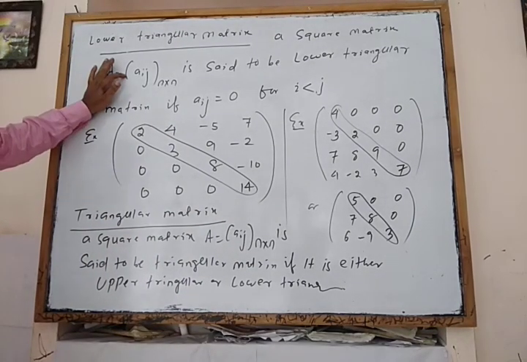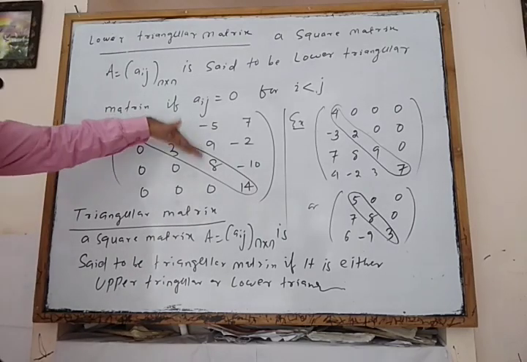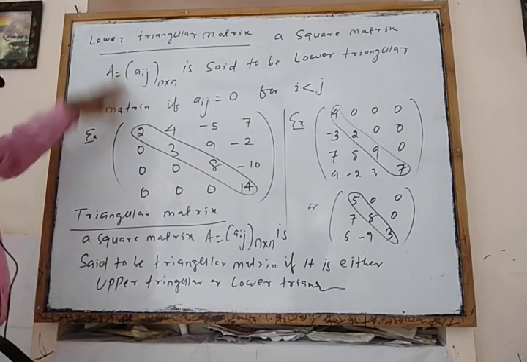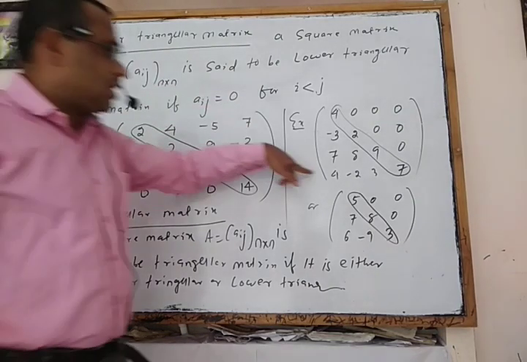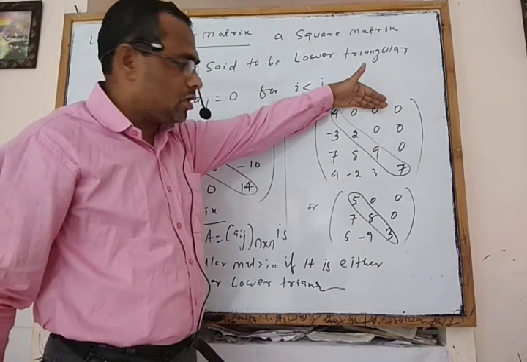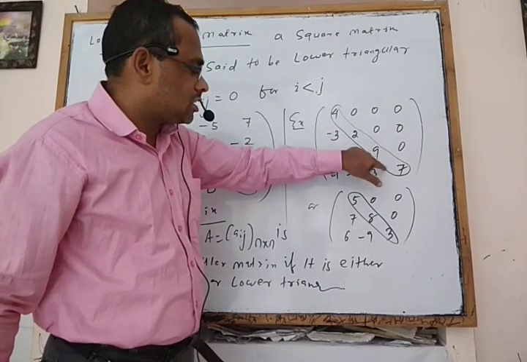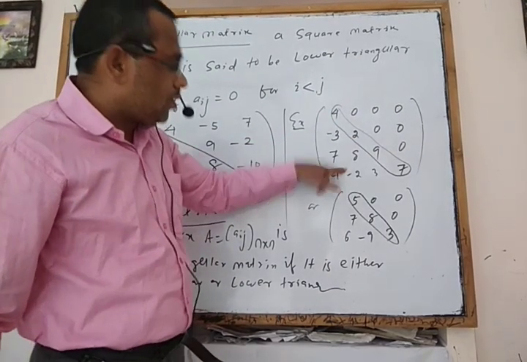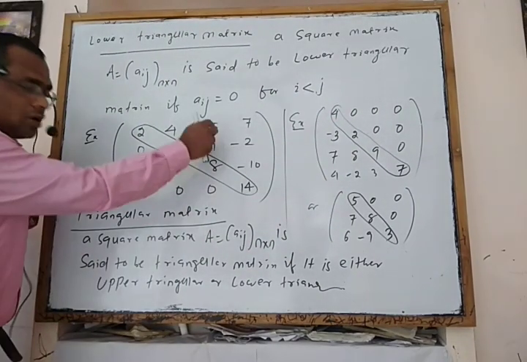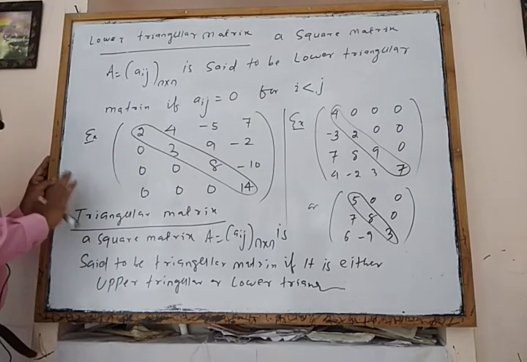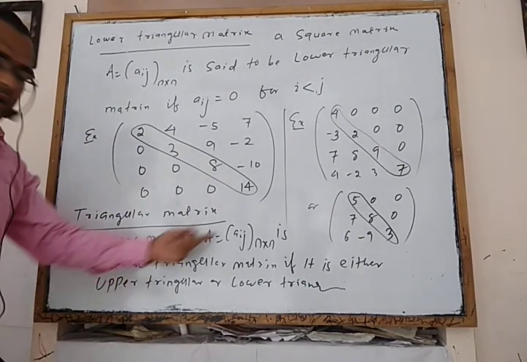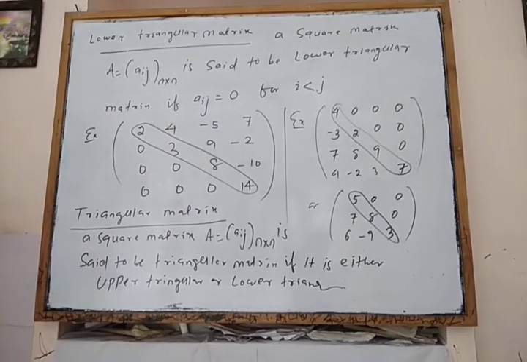Upper triangular matrix means the upper part has numbers and the lower part is 0. Lower triangular matrix means the lower part has numbers and the upper part is 0. This is lower triangular: lower part numbers, upper part 0. Upper triangular: upper part numbers, lower part 0. Either it is a lower triangular or upper triangular matrix, that is called a triangular matrix.